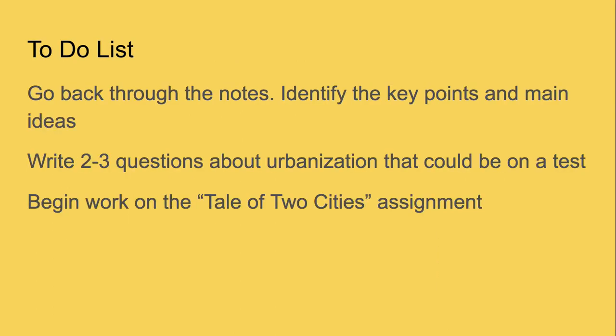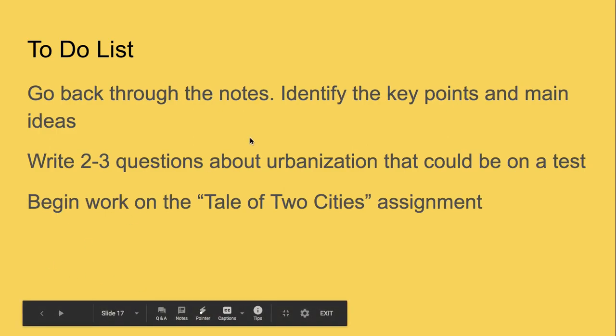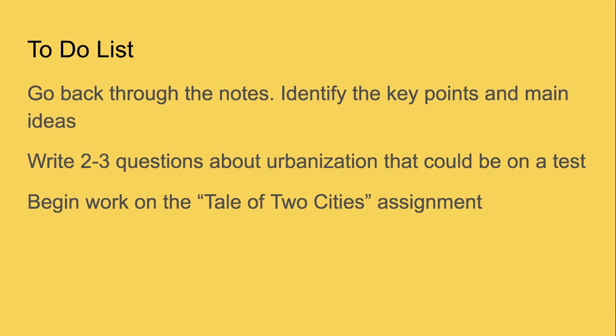Okay, sweet. So here's your to-do list. Now that you've taken those notes, you can go back through and identify your key points, main ideas if you're in honors. If you're an academic and you have this all on the outline, go back and highlight the important things. Write 2 to 3 questions about urbanization that could be on a test. So prediction questions, don't make them all just like, what is? Make them a little harder than that. And then work on your Tale of Two Cities assignment.